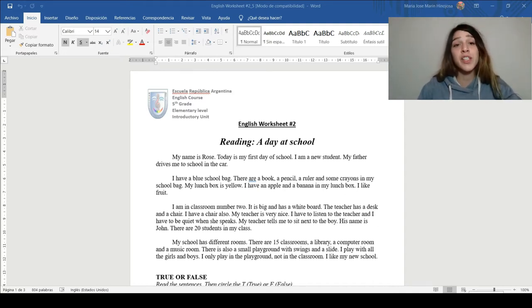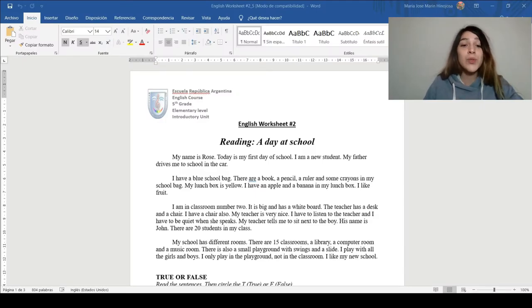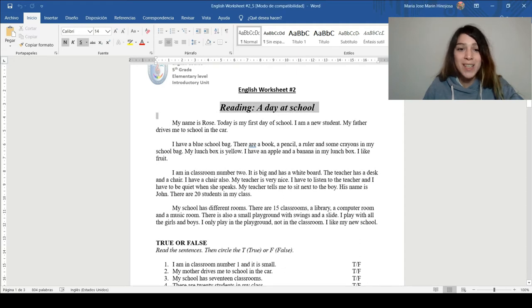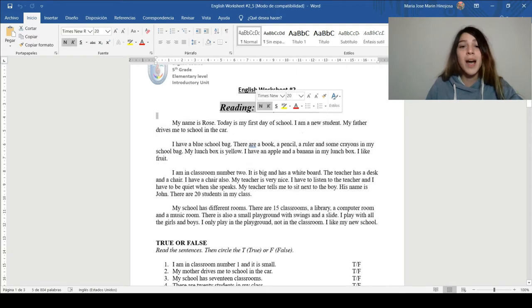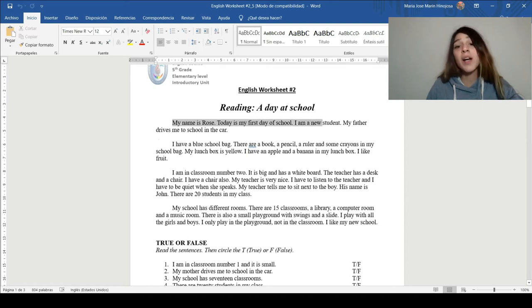Let's use the first strategy. It is called scanning. In scanning, we have to read the text once quickly. So let's read. A day at school. My name is Rose. Today is my first day of school. I am a new student. My father drives me to school in the car. I have a blue school bag. There are a book, a pencil, a ruler, and some crayons in my school bag. My lunchbox is yellow. I have an apple and a banana in my lunchbox.